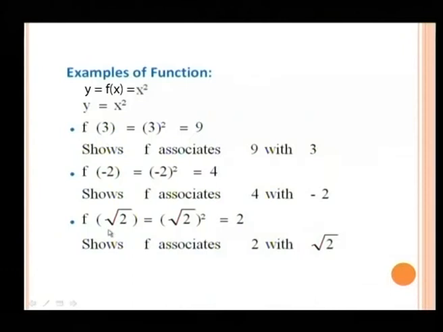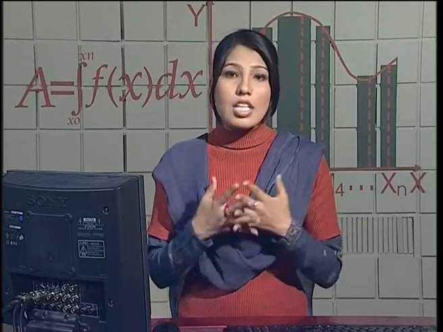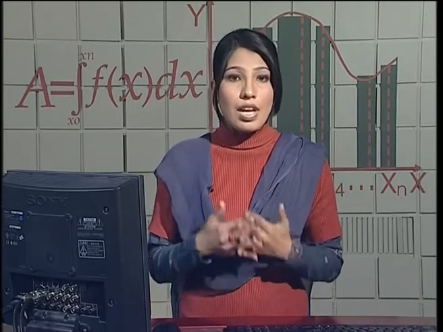As in the third case, if we put x is equal to under root 2, f of under root 2 would give you under root 2 square, which is equal to 2. So it shows that f, which is the function, associates 2 with under root 2. So it's quite clear that any function f associates a number with the number x.